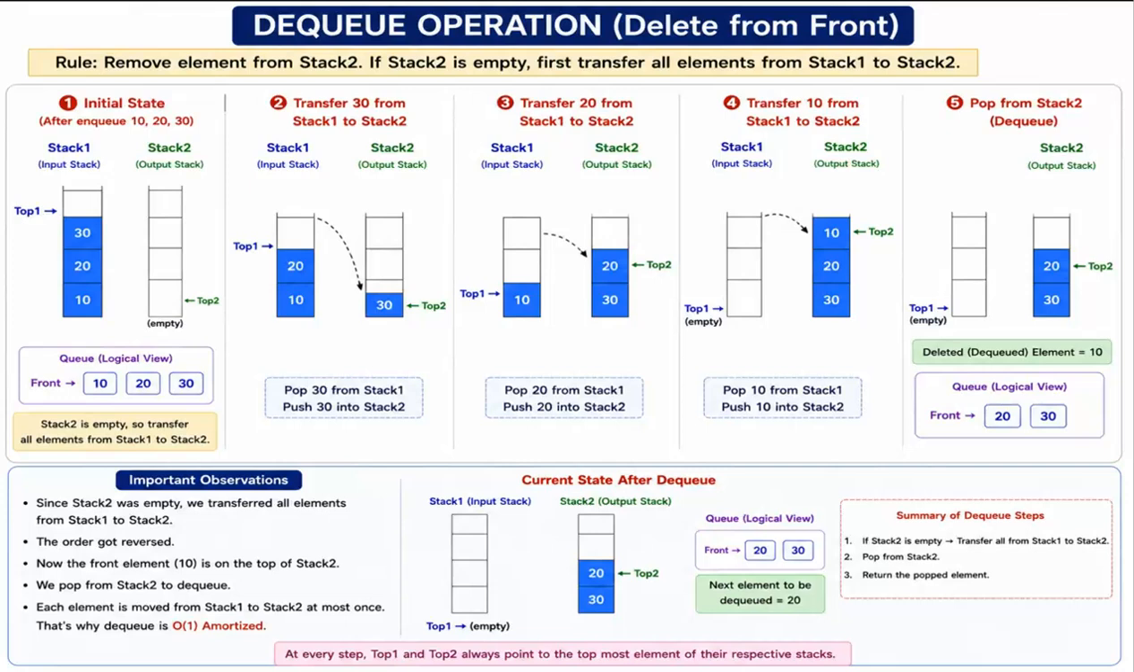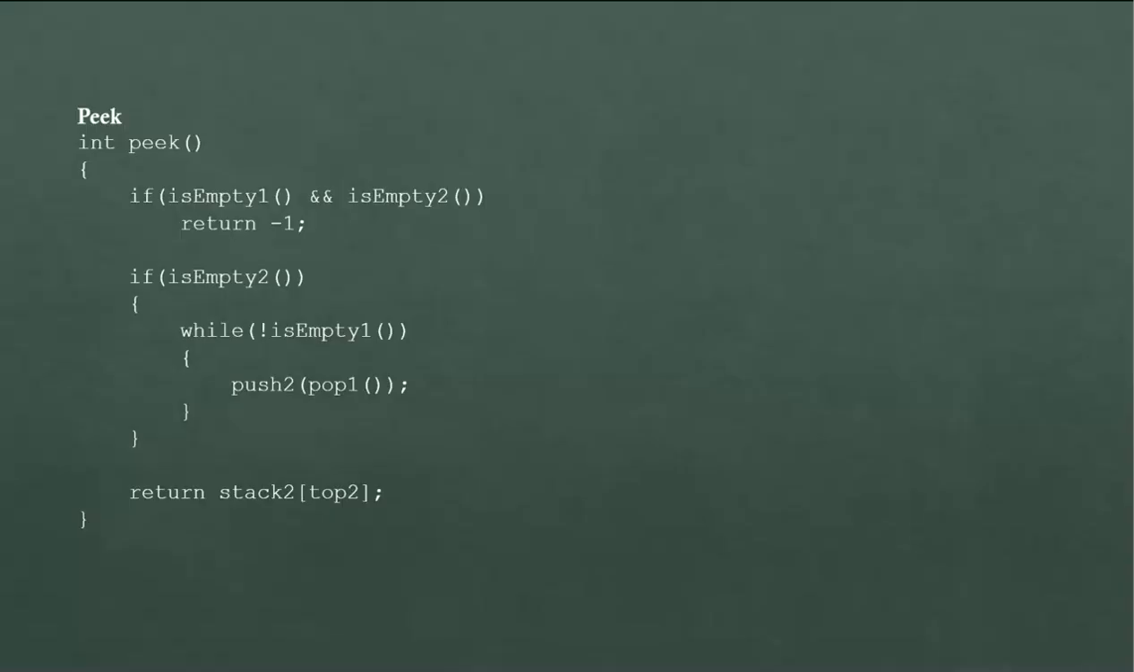So this reverses the order, right? So pop from stack 2. Stack 2 plays a vital role for dequeue. Since stack 2 was empty, we transferred all elements from stack 1 to stack 2. In stack 2, the order got reversed. Now the front element is 10. That is on the top of the stack, so you can dequeue it. Very easy.